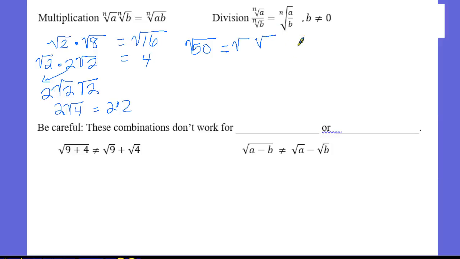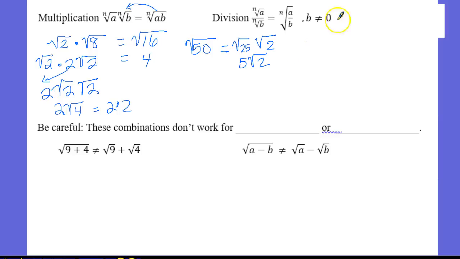What's a really big perfect square in 50? 25 times what? Times 2. So this is just going from this form to that form, and the square root of 25 is 5 square roots of 2. So this is just a multiplication property for radicals. Sometimes it's better to put them together. Sometimes it's better to pull them apart. And the same goes for division.